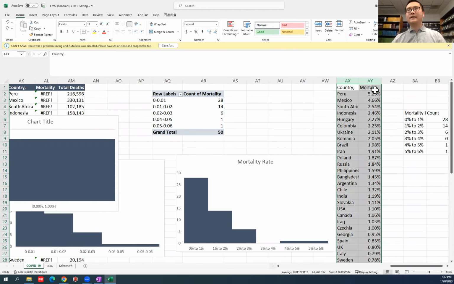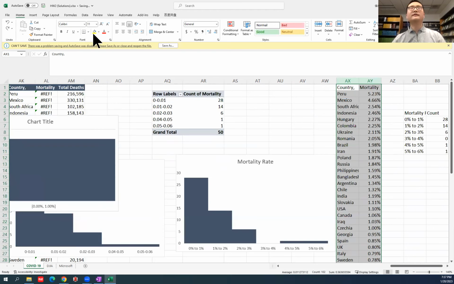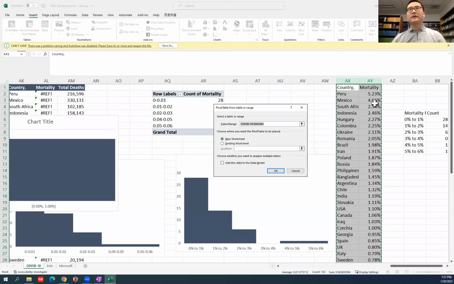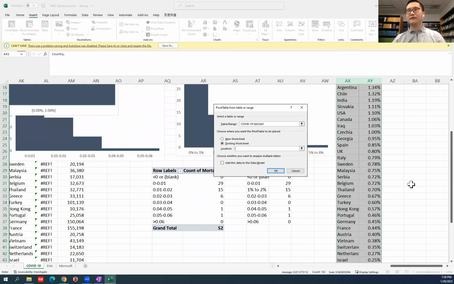I calculated the mortality rate for all the 50 countries and regions. So to make a pivot table, let's go to insert, pivot table, from table in range. Because we already selected it, it pops up here. And for convenience, I will generate the pivot table in the same worksheet, for example, right next to the raw table.